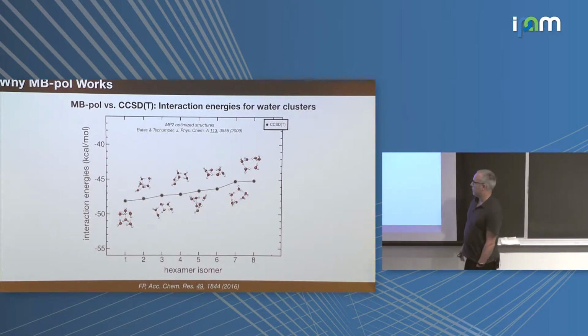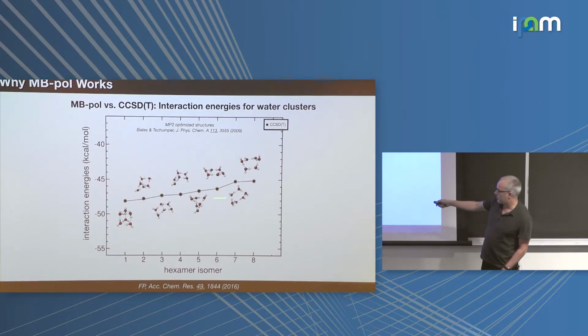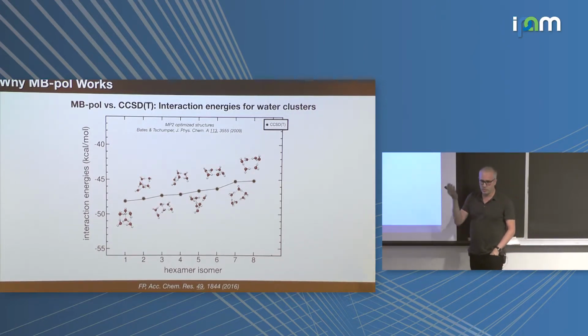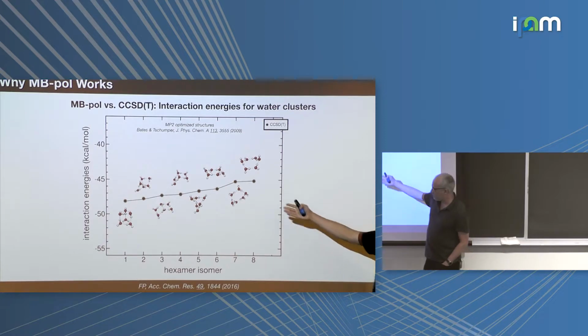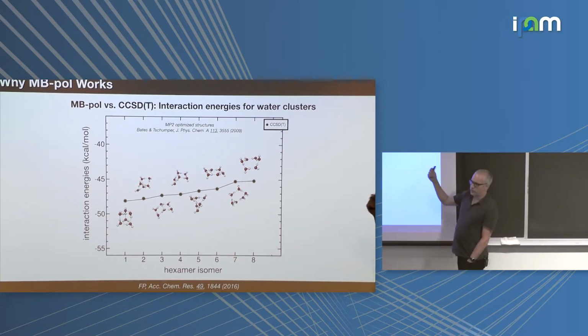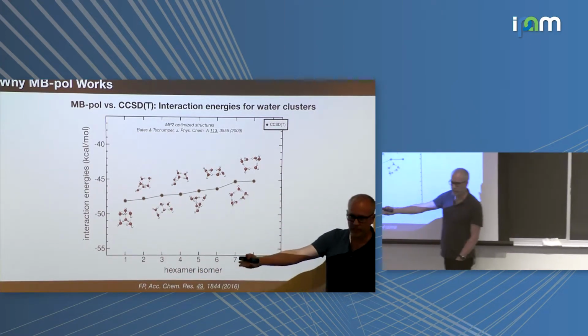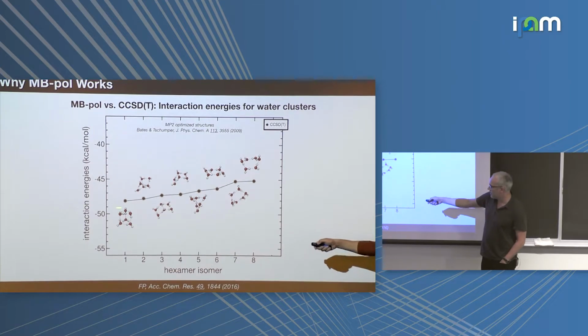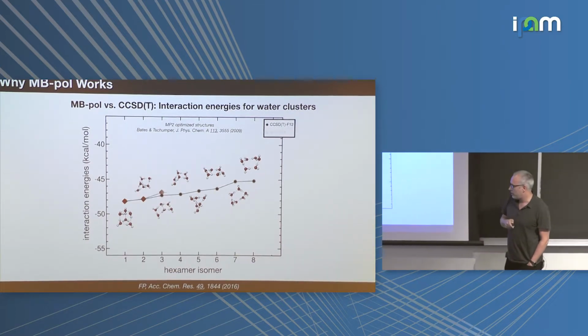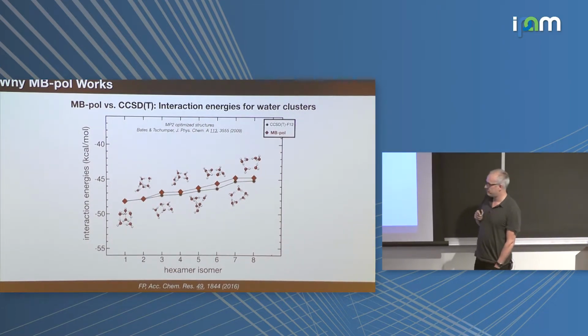what makes water water? So these are water hexamers. And for people that are interested in the water community, the water hexamer is a milestone for any water development because it's the first cluster that has this three-dimensional hydrogen bond network similar to what you find in liquid water and in ice. These are the coupled cluster results, and these are our MB-Pol results.